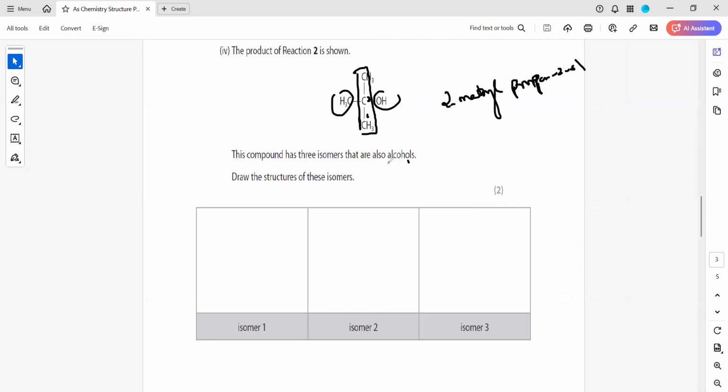That is the actual name of this compound. Now, we just have to rearrange the structure. What we can do is draw the straight chain. We can draw OH with the first carbon, and we can also draw the straight chain and draw the OH with the second carbon.